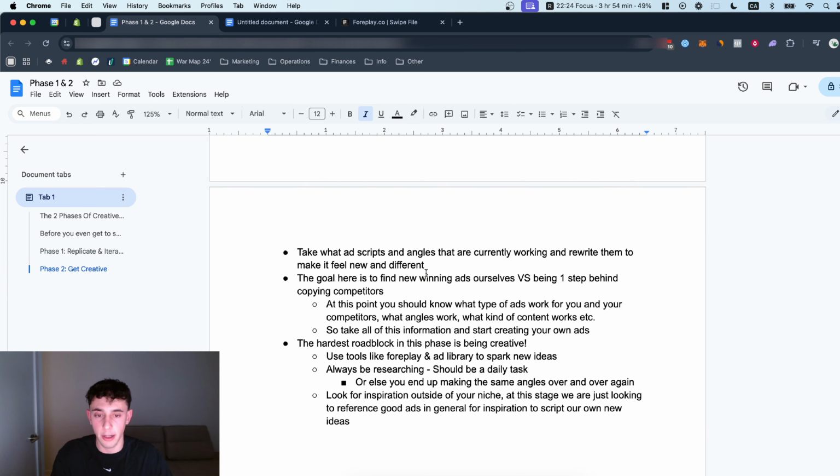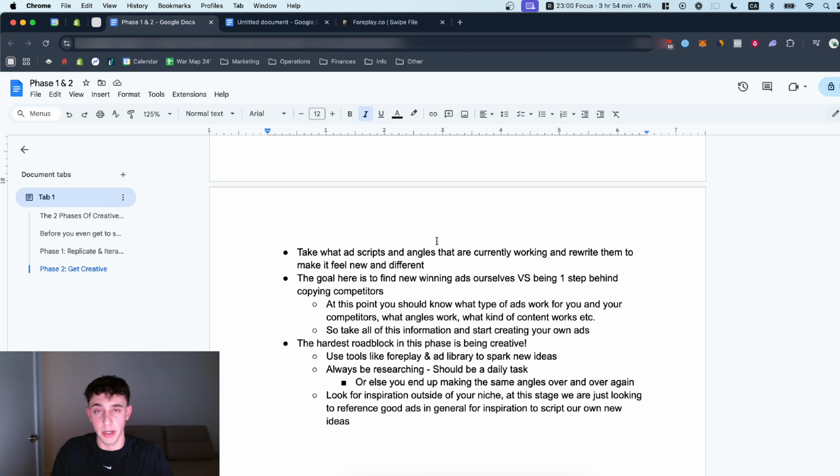So take the ad scripts and angles that are currently working and rewrite them to make them feel new and different. In phase 1, we're replicating ads. We test them, we launch them, etc. At this point, we should know what works for us and the ones that are getting spend from Facebook, right? And what we want to do is take those ad scripts and angles, take that winning ad and rewrite it as many times as you can with new content to make it feel new and different. This is how we improve efficiency, by testing under what's working. So you want to double down on the angles and stuff you know is working from phase 1, right? And we don't just change the hook, we don't just change the CTA, we don't just change the content. We're creating net new concepts, net new ads, right?